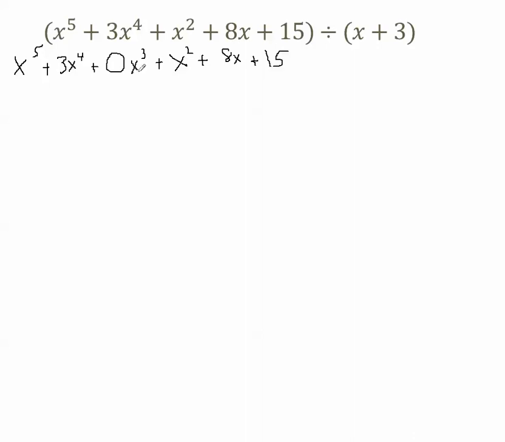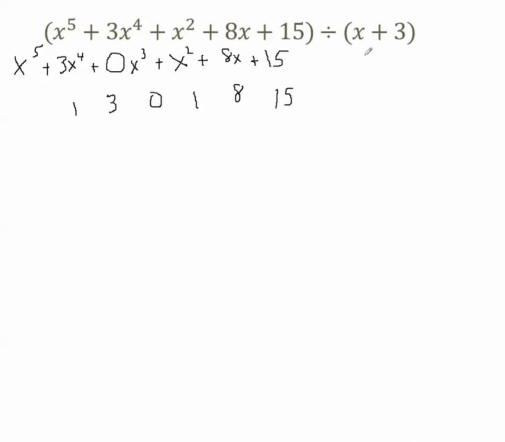Okay, now we're going to use these coefficients, and we need the 0. So if you don't want to write out the whole polynomial with x cubed, that's okay. You just need to put in a 0 there. So we'll have 1, 3, 0, 1, 8, then a 15.